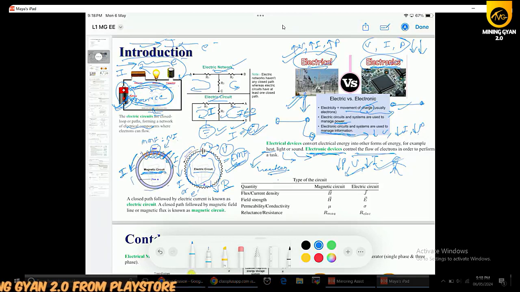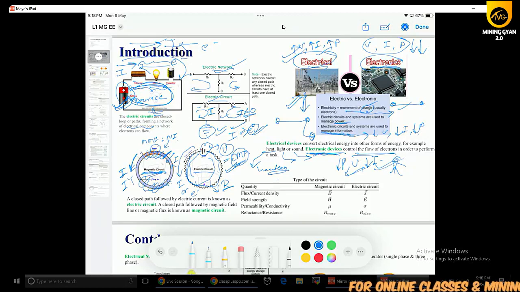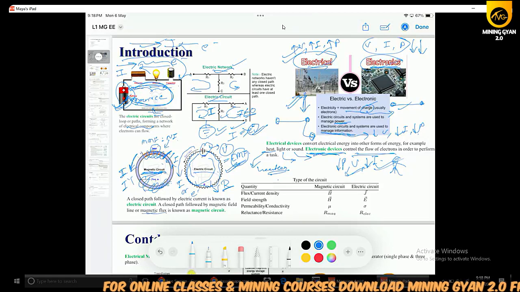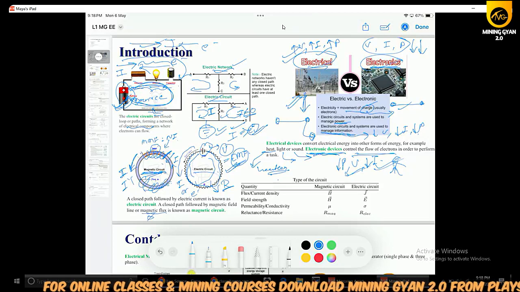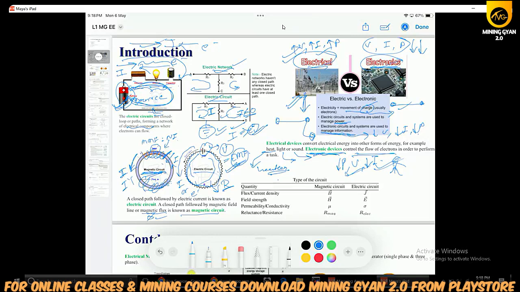So after applying a current, there will be the production of magnetic flux. This is similar to current in case of an electric circuit. So magnetic flux will flow through this magnetic circuit, and it should be a closed path. So a closed path followed by electric current is known as an electric circuit, whereas a closed path followed by the magnetic field lines or magnetic flux, which we represent by the symbol phi, is known as the magnetic circuit.